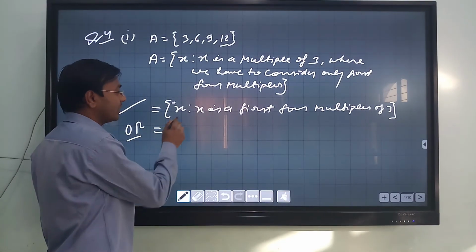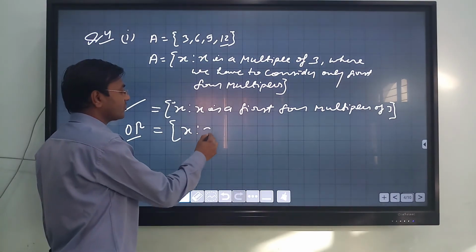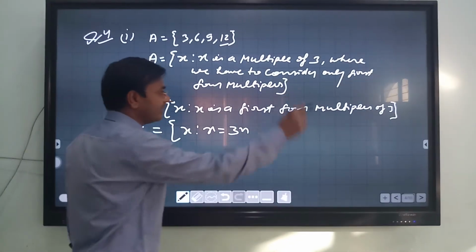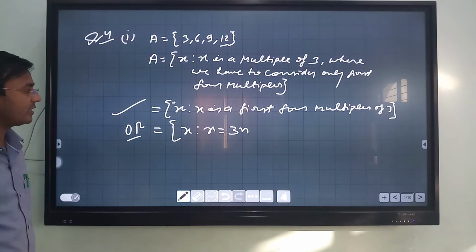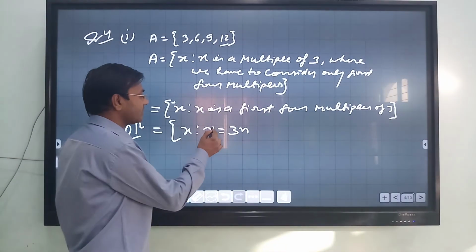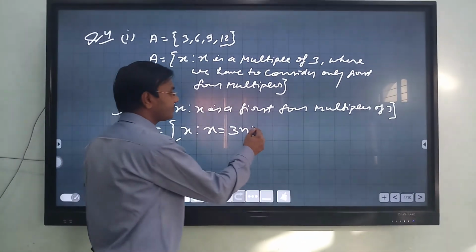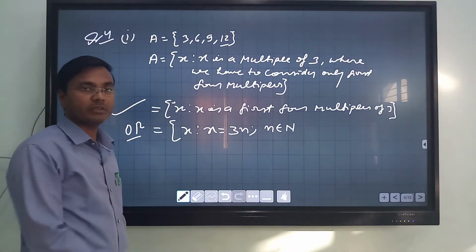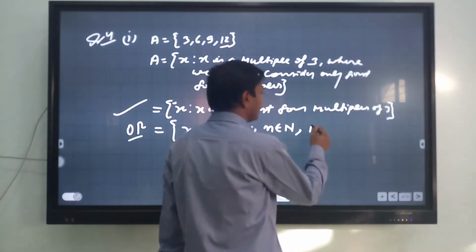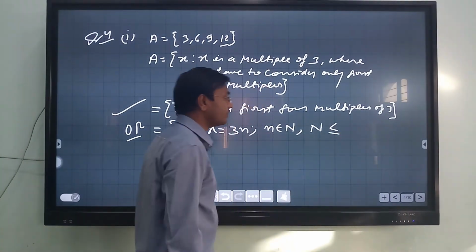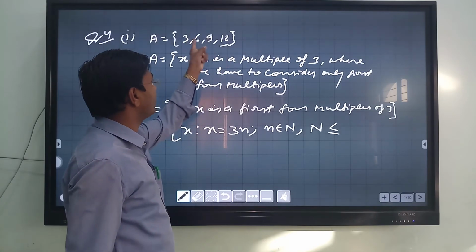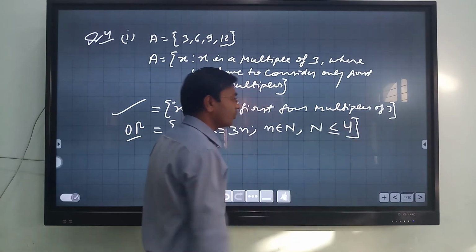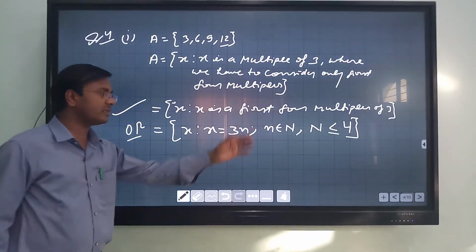Or you can also write the solution of this question mathematically. This is what we have written in statement form. Now we can also write in mathematical form: x is such that x equals 3n, where this small n belongs to the natural numbers. And there is a restriction, since these are the 1, 2, 3, 4 multiples, n is less than or equal to 4. So we can also write in this form.